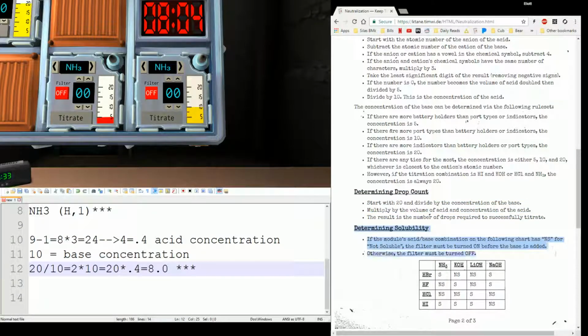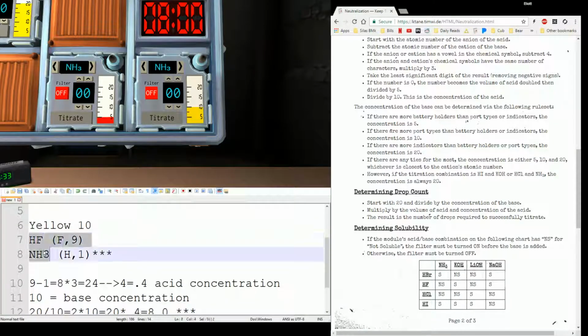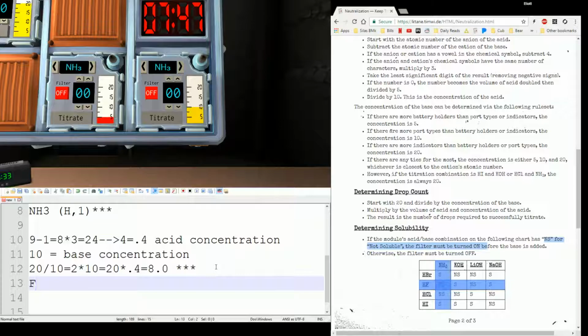Last step, we determine our solubility. We simply look at our cross section for our acid and our base, HF, NH3, and we see if it's soluble. This is NS, it is not soluble. If it's not soluble, then we have to filter it. So in this case, we're going to have the filter on. If it was soluble, if it gave us an S, then we would turn it off.